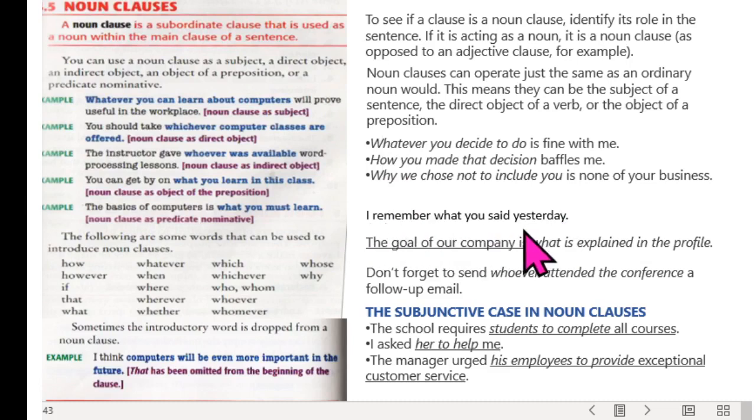I remember that. Let's go back to the others to see if we can substitute them with the pronoun that. Whatever you decide to do is fine with me. That is fine with me. Same with the other: that baffles me. The other: that is none of your business. You see, you can substitute them with that, something you cannot do with an adjective or an adverb clause.